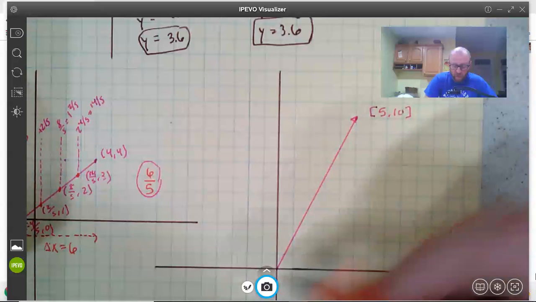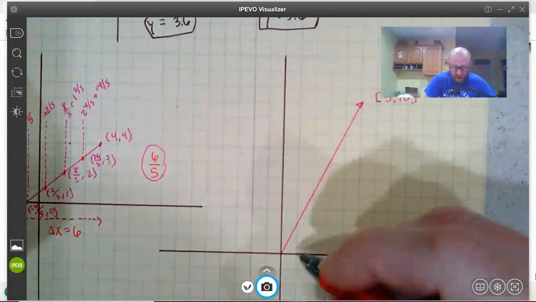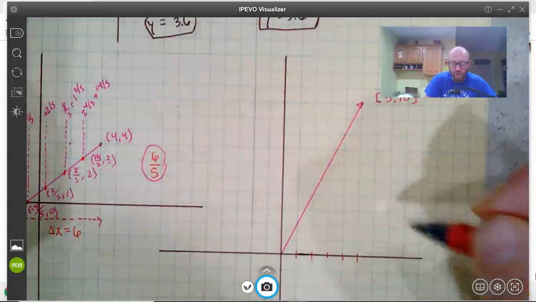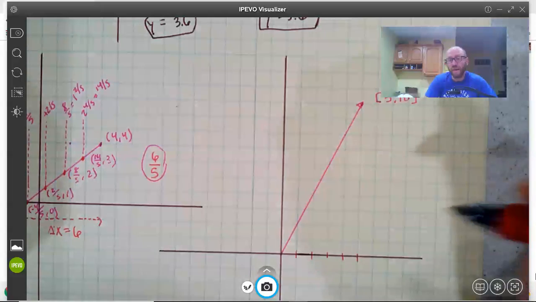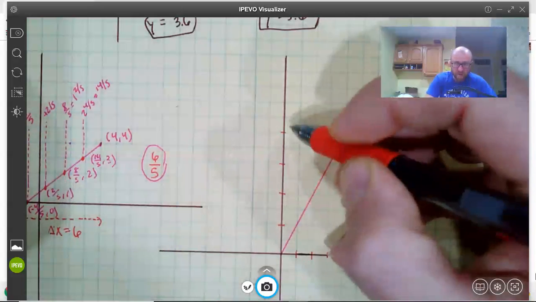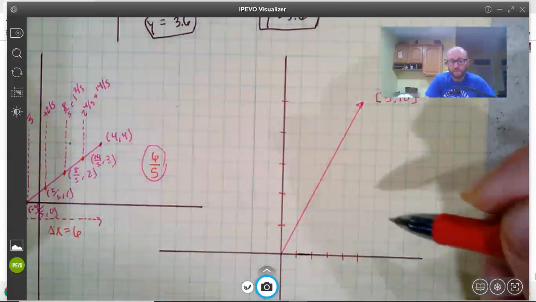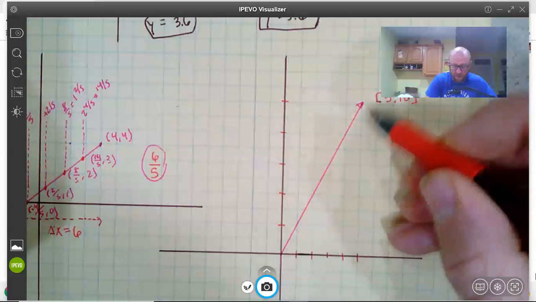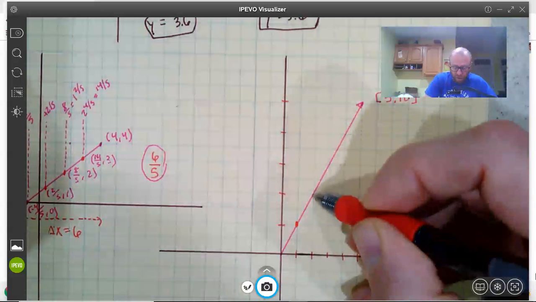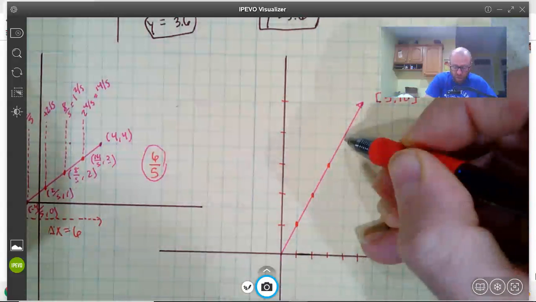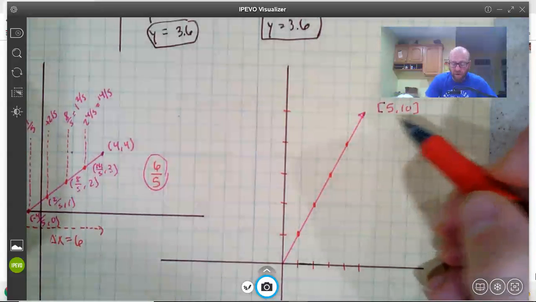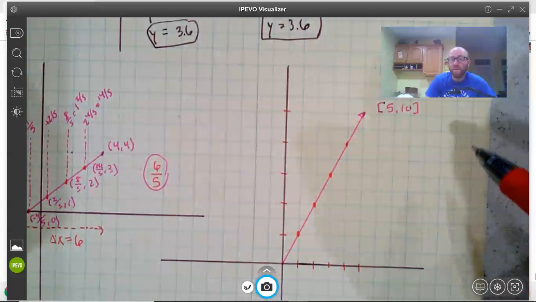So let's see. We travel to the right 5. So that's 1, 2, 3, 4, 5. And we travel up 10. So if we want to break 10 down into 5 steps, it's 1, 2, 3, 4, 5, 6, 7, 8, 9, 10. So then, to travel this entire distance in 5 steps is over 1 up 2, over 1 up 2, over 1 up 2, over 1 up 2, and over 1 up 2. So now I have this vector broken down into 5 smaller pieces, fifths.